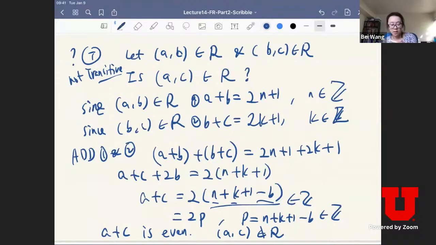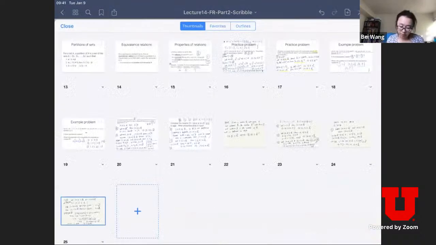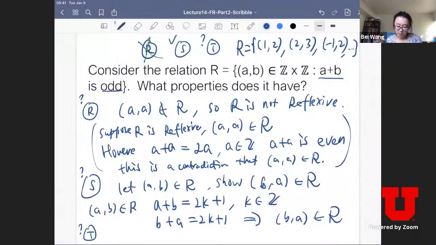All right. So if I go back to the problem, it is not reflexive, it is symmetric, and finally, it's not transitive. Okay. So that is for today.